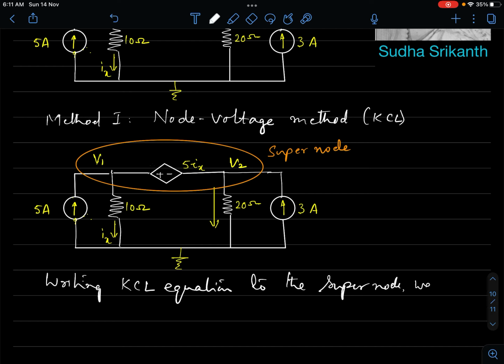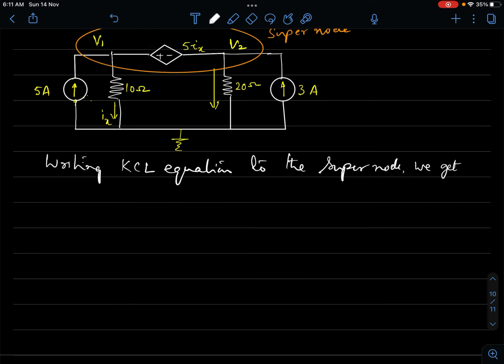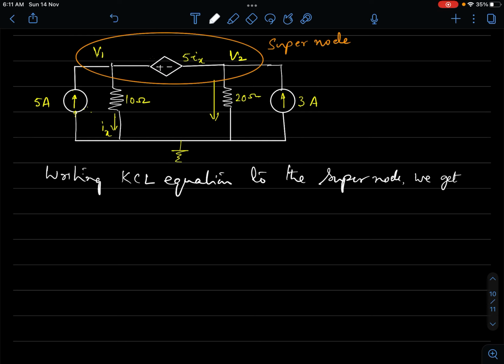We get, what is it we get? We will write the equation. V1 divided by 10 is the current that leaves the terminal. And for V2, it is V2 divided by 20, that again is the current leaving the terminal. Current entering V1 is 5 ampere, and current entering the node whose potential is V2 is 3 ampere. This is one equation I get.